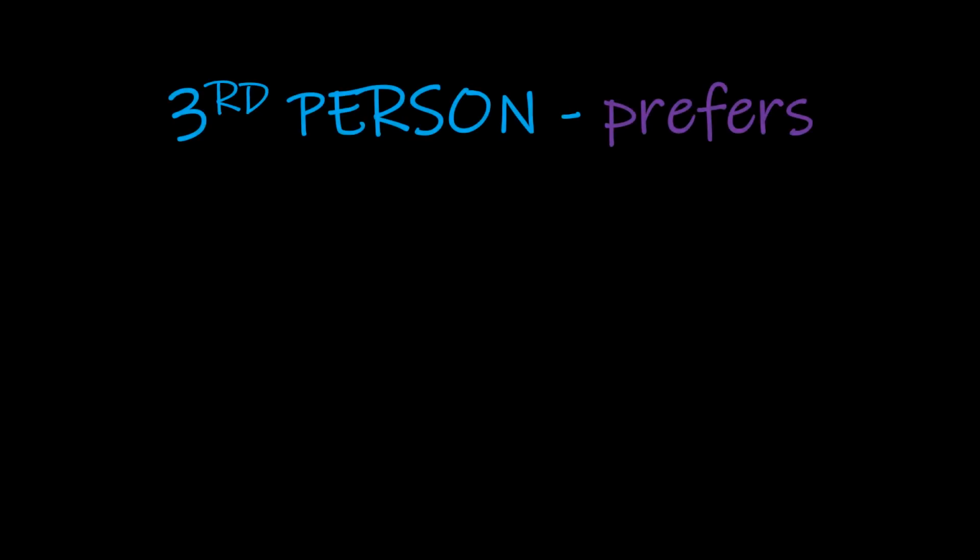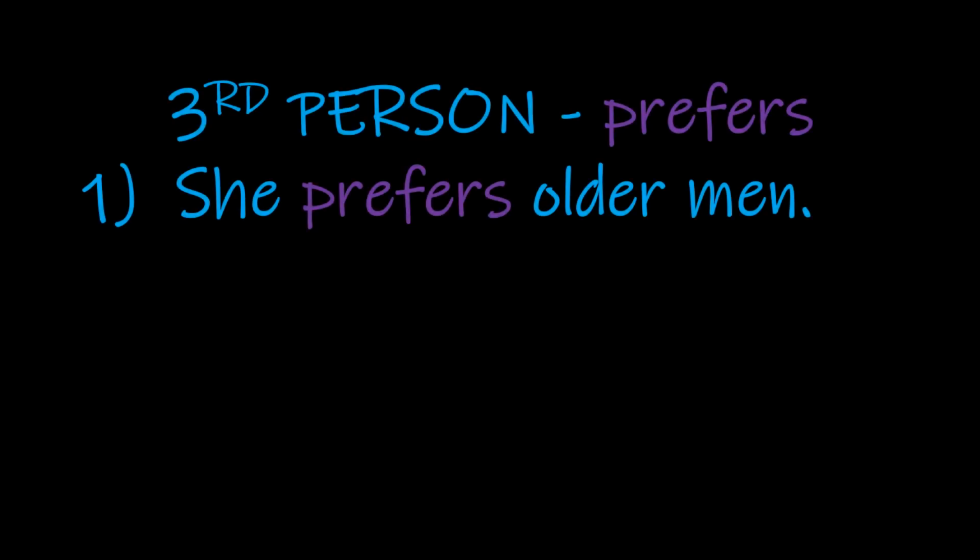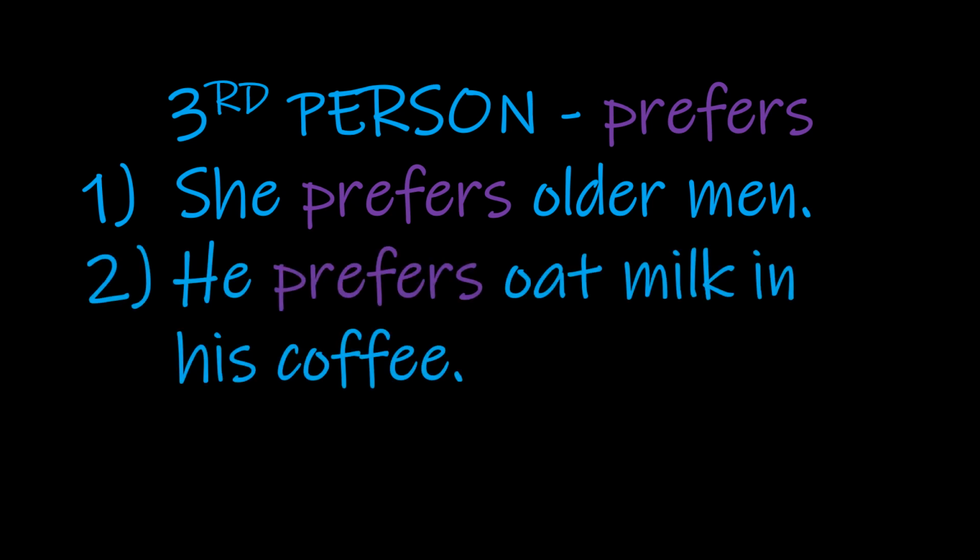So then we've got that third person. She prefers older men. Now this is third person in the present, so like I prefer, you prefer, he or she prefers. So we're talking about her general preference here, meaning that generally speaking, she likes to date older men, for example, or she finds them more attractive. He prefers oat milk in his coffee. Again, we're talking about general preference. It's just that he likes oat milk more than other types of milk, generally speaking.